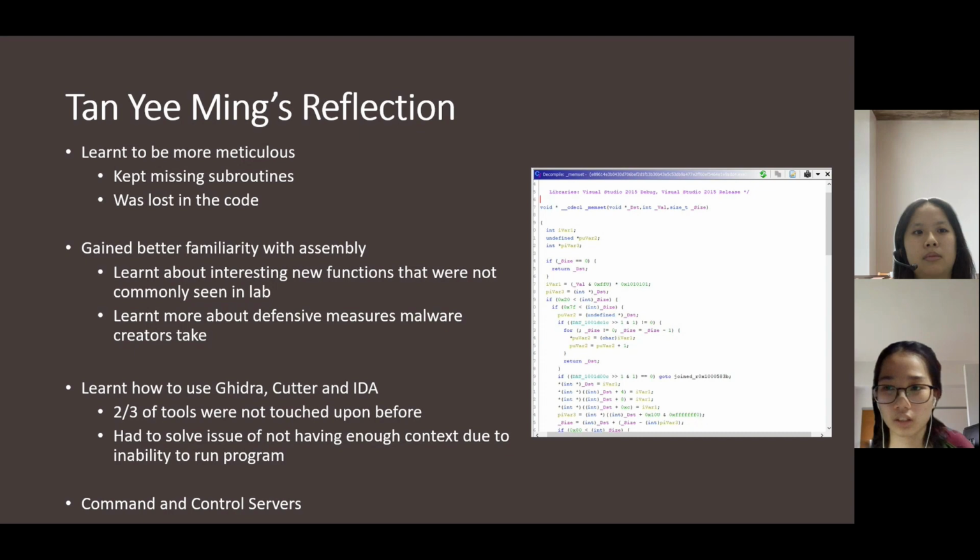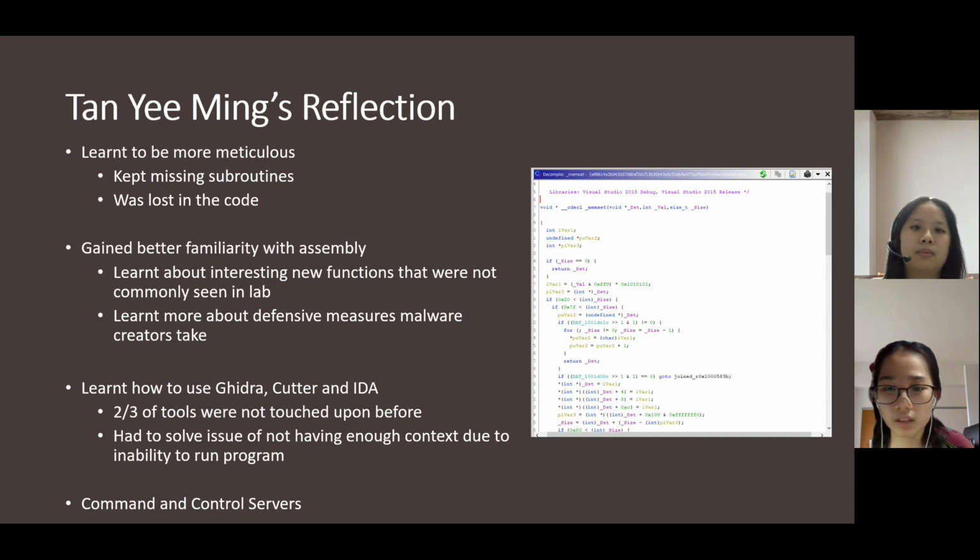However, unfortunately, as you can see on the right, the picture here is actually the decompiler output for Ghidra, and it's actually not very human readable, which was the reason why I had to learn an additional tool, which was Cutter. And I found that Cutter was more effective than Ghidra, and therefore I used Cutter within the project.